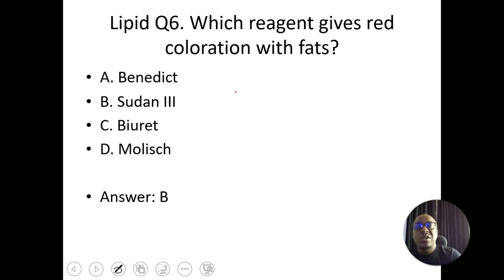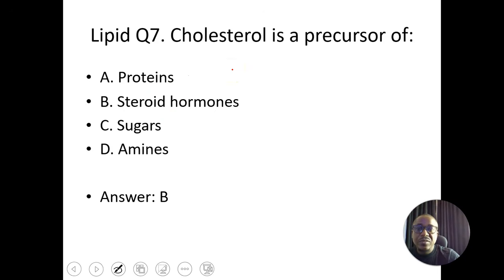Which reagent gives red coloration with fats? Benedict is for sugars. Biuret is for protein. So the answer is Sudan 3 test.